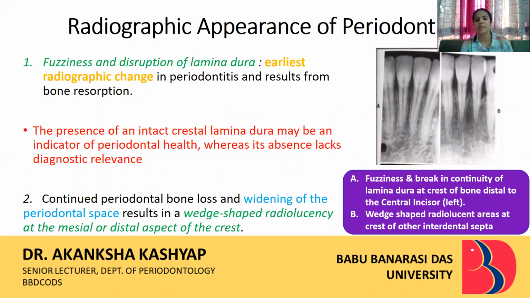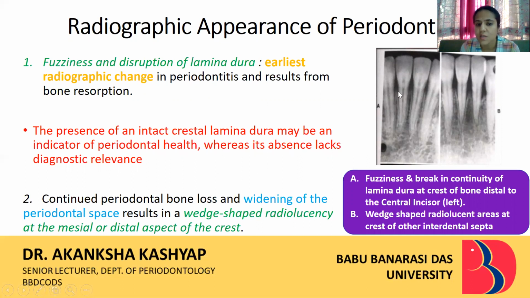So now coming onto the radiographic appearance of periodontitis. The radiographic changes in periodontitis reflect the normal pathophysiology of periodontitis. The first and earliest radiographic change is fuzziness or a break in the continuity of the crestal lamina dura. As I've told you, this is the lamina dura. So there is discontinuity in the crest of the lamina dura.